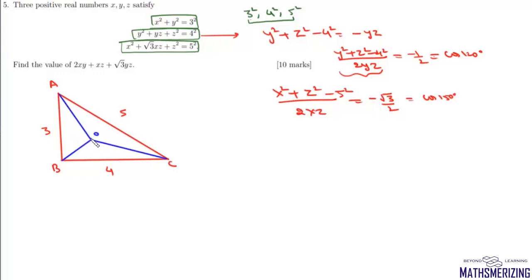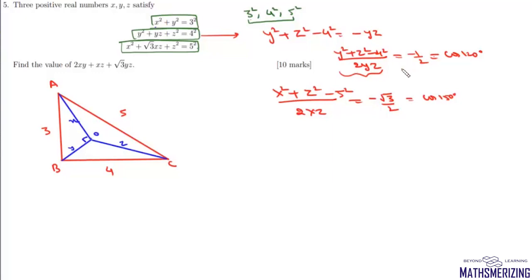AC. Now it says x square plus y square equals 3. One of it should be x and the other one should be y. We have x and z with 5 also. So that means this one should be x, this should be y, and this value should be z. Now x square plus y square is 3 square. So this angle is 90.